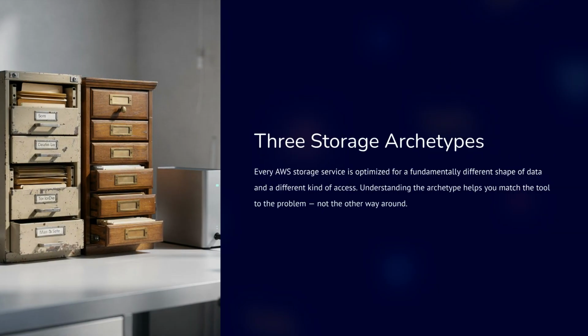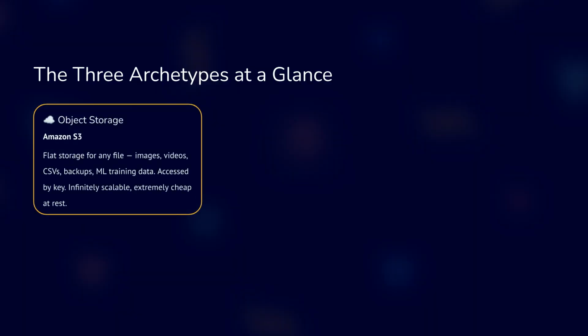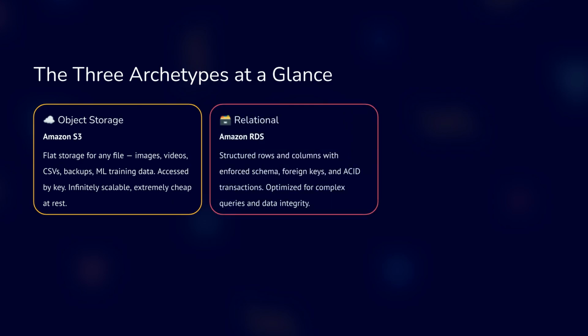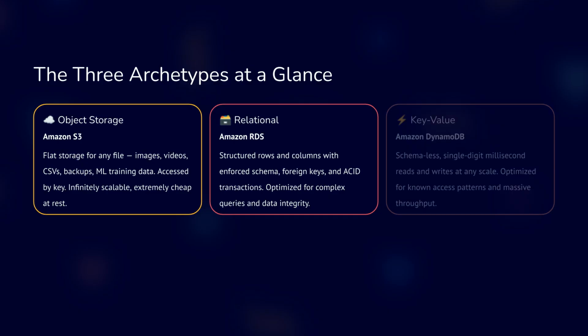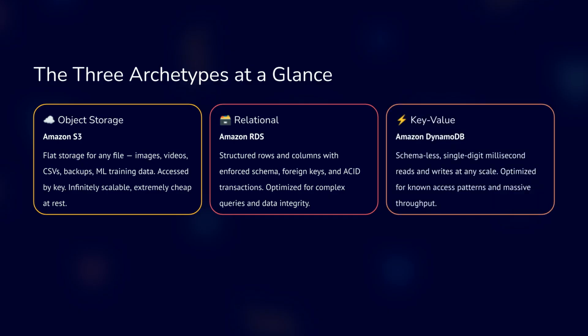Every AWS storage service is optimized for a fundamentally different shape of data and a different kind of access. Understanding the archetype helps you match the right tool to the problem, rather than trying to fit the problem to an unsuitable tool. At a glance, Amazon S3 provides infinitely scalable, cheap, flat object storage for files. Amazon RDS is relational, structured for complex queries and data integrity. Amazon DynamoDB is a schemaless key-value store optimized for massive throughput and known access patterns.